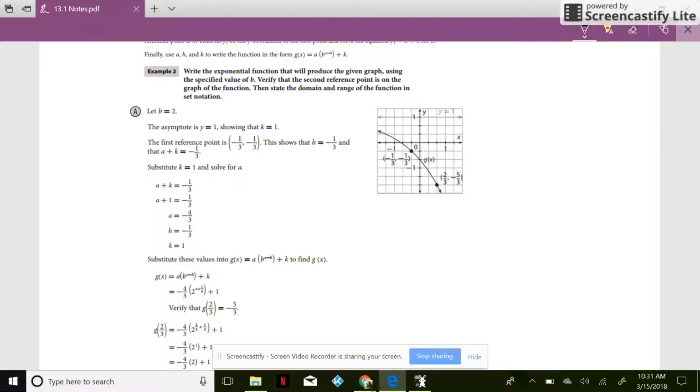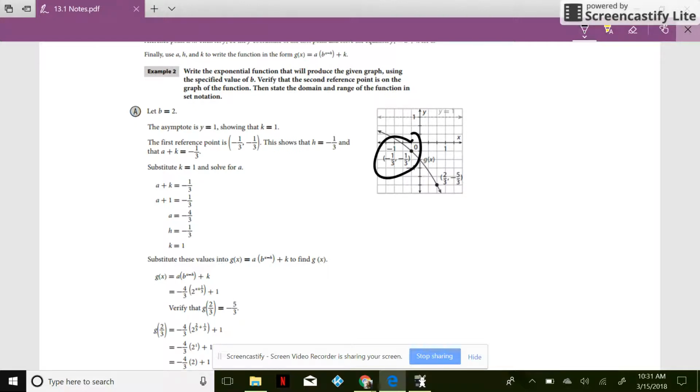If you take the first reference point, so that's the point closest to your asymptote, in this case it's -1/3, that's showing you where you're shifting left or right. So that tells us that our h value, we're shifting left by 1/3.